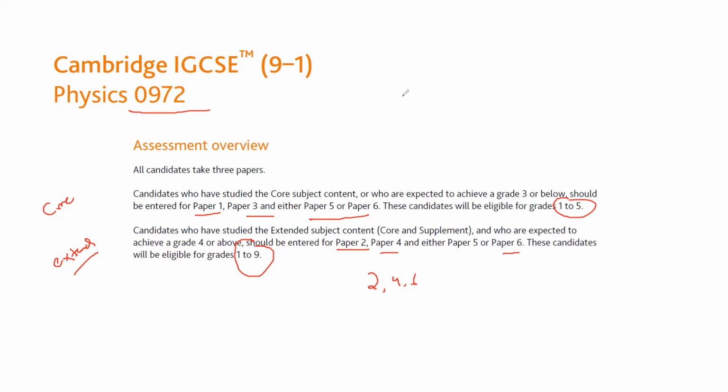So you have two codes for physics, 0625 and 0972. The only difference here is that in 0625 you will get the result in alphabets, whereas in 0972 you will get the result in numerals. So you should select the extended one. Why the extended one? Because in extended you can score high grades compared to core. If you select core, you can score 5 at most, but if you select extended, the maximum you can score is 9. So the two codes are 0625 and 0972.